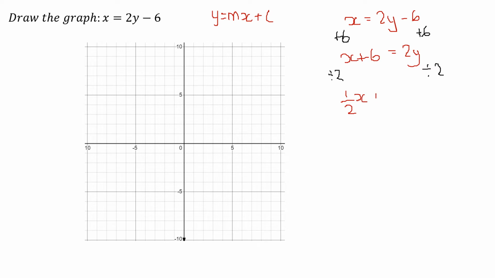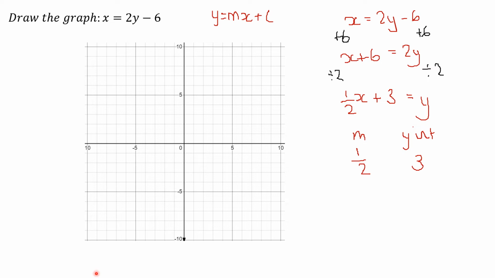X plus 6 divided by 2 is 3, and y. So we're in the form that we need. It's the other way around, but there's no problem with that. So our gradient is a half, and our y-intercept is 3.